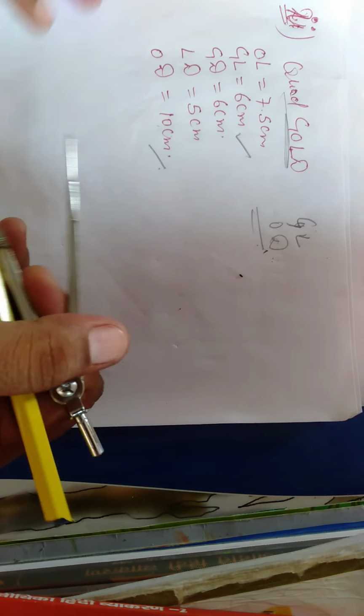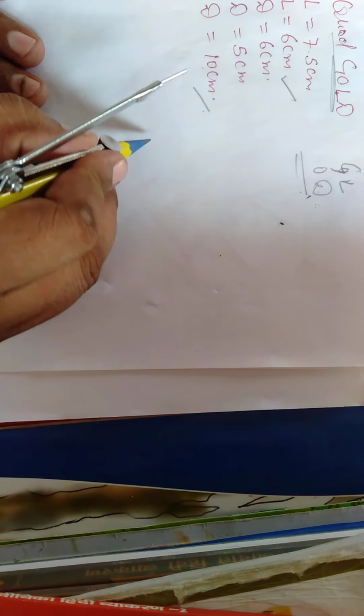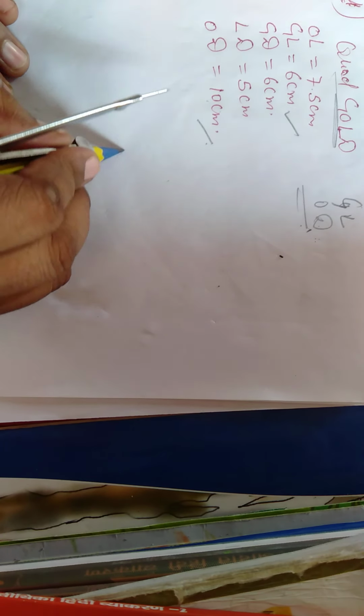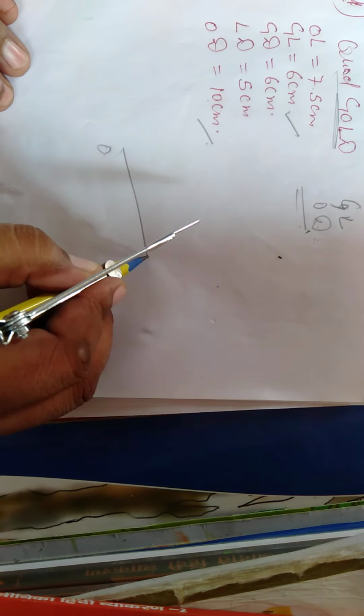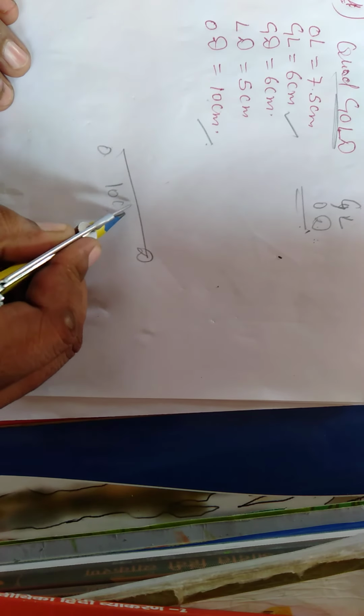So we can take the larger one. It is very easy to construct through the larger one, or you can take GL also. I'm taking OD, right? So take OD as 10 centimeter. At first we will do the rough sketch. So I'm taking OD. This is OD, and it is 10 centimeter.